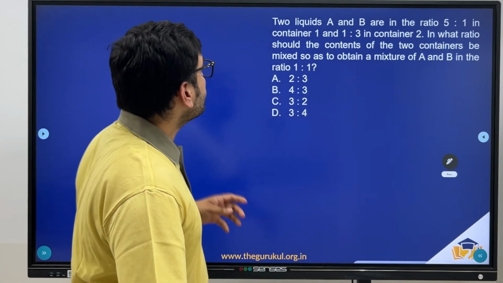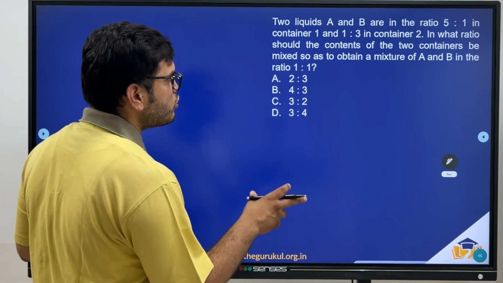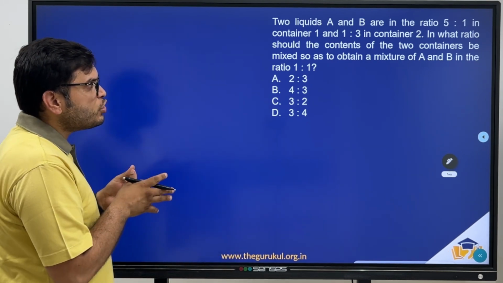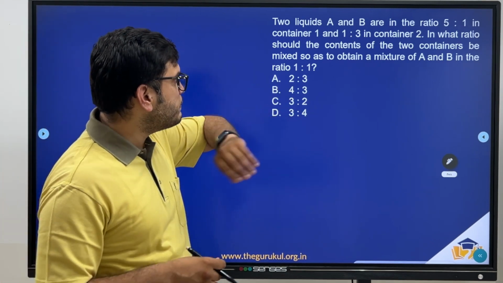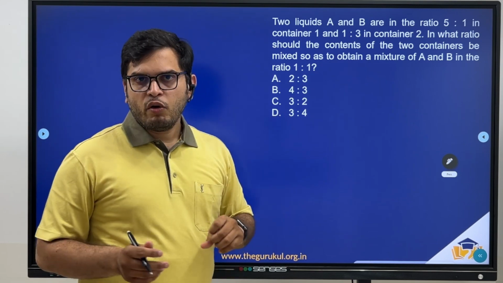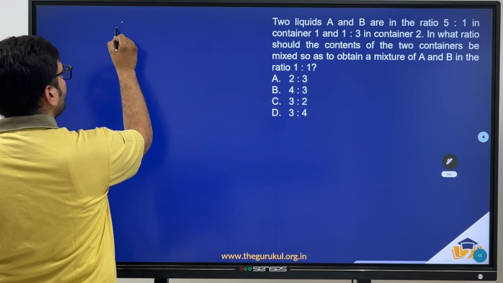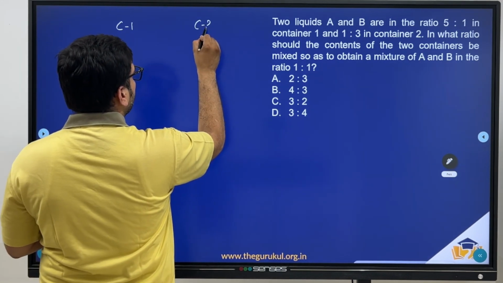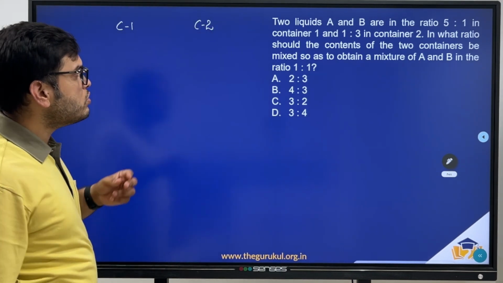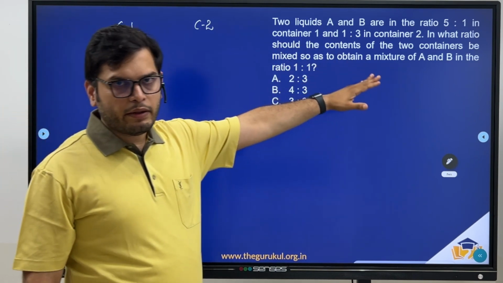Now coming to the second question, 2 liquids A and B are in the ratio 5:1 in container 1 and 1:3 in container 2. In what ratio should the contents of 2 containers be mixed so as to obtain a mixture of A and B in the ratio 1:1? So we have 2 containers, container 1 and container 2, having 2 solutions. So these are mixtures of 2 liquids A and B.